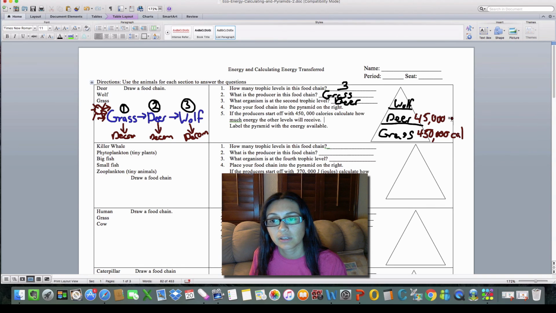45,000 calories. Right? All we did was take off that zero and we got 45,000. Only 10% of 45,000 will make it to the wolf, so we drop off a zero there, so that means 4,500 calories. Okay? So we've actually shown that only 10% gets from one level to the next by calculating like that. All right, so that's it for calculating energy. Finish up the other ones. We're going to be doing those in class as review and making sure that you understand.